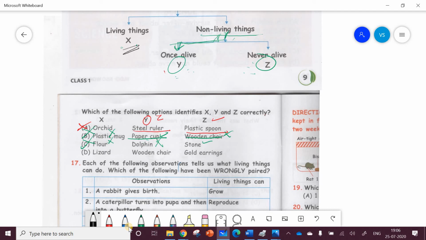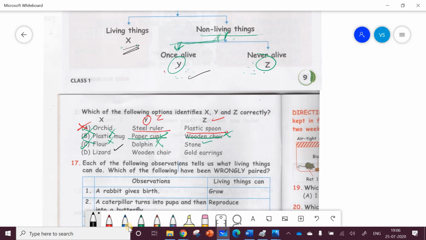X category. Very good. So this is correct. Wooden chair. It's a living thing? Yes, it was once living. So should it be X, Y, or Z? What should it be? Y. Very good. What about golden earrings?